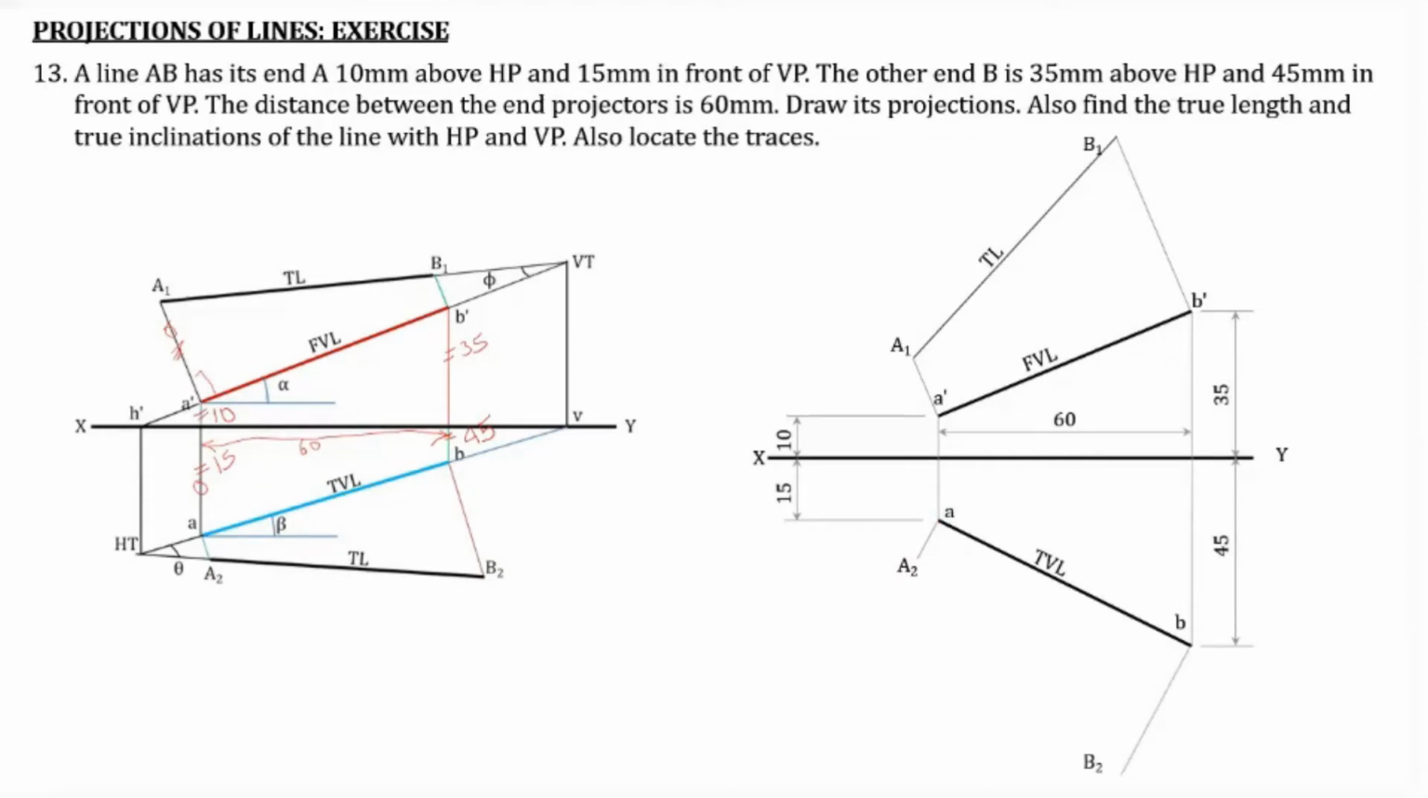And from B, draw a perpendicular line whose length should be equal to the distance of B dash from the XY line, that is 35 millimeter. So B2 is equal to 35 millimeter. So you got two points, A2 as well as B2. Join A2 and B2. So this is also the true length. If both the lengths are equal when you measure, it is perfect.